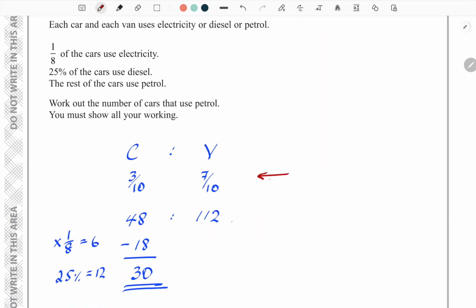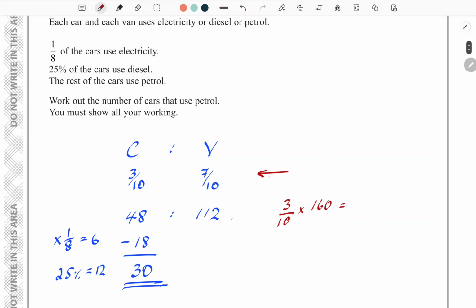Going from there, if we then apply the 3/10, for example, times the 160 total, that's the same as 3 times 16, which is 48. So you can see where I got those numbers from, yeah? Same for the 112, so 7/10 times 160. Okay, so we're not interested in the vans. The question is saying, work out the number of cars that use petrol, all right? And we have to use these bits of data.